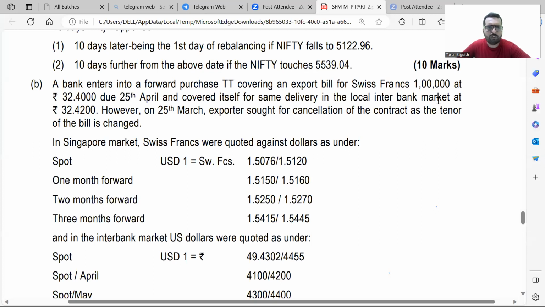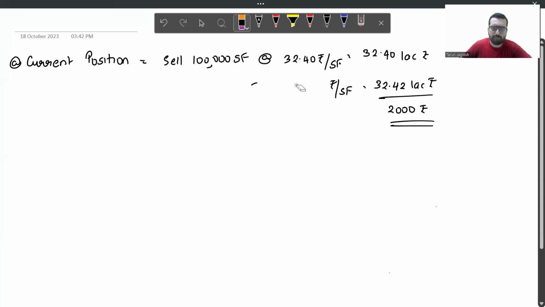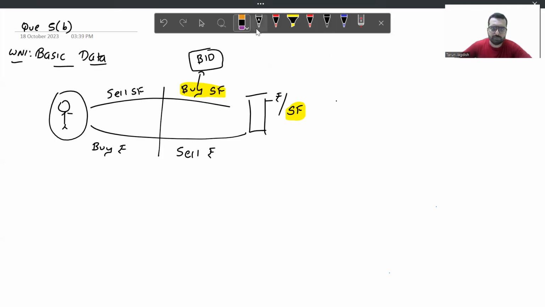Okay. However, on 25th March, the exporter, wait, I think I made a small mistake over here. It is the bank that is doing the cover up, not him. So I will update that in the diagram. This is the current position that he has entered into. So let me go to the previous page.